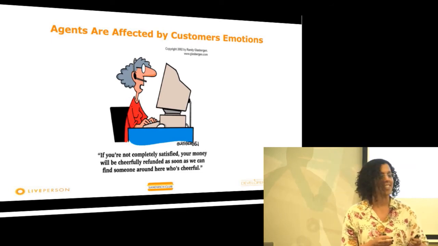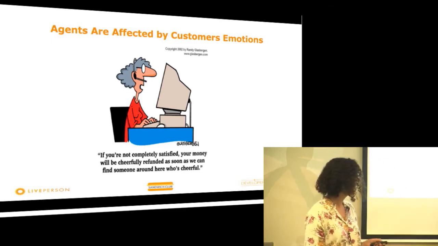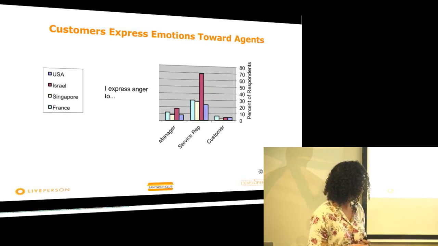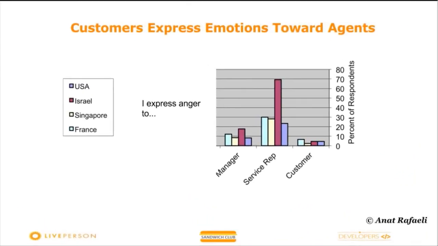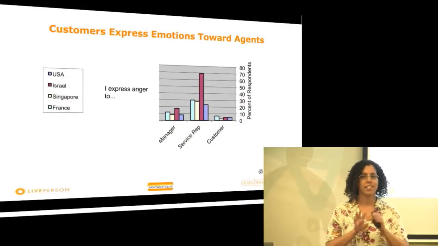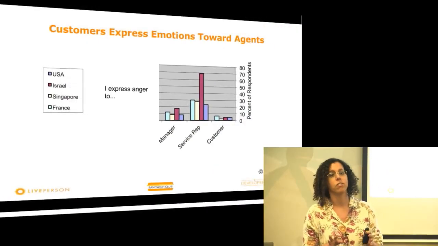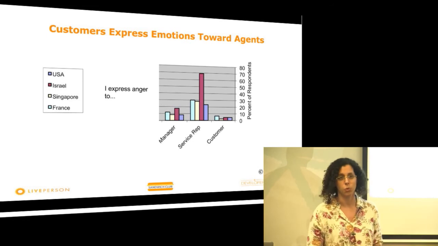And as is often the case, there is some truth behind it. These are results of a work where people from multiple countries were asked, who do you express anger toward? And we can see that people tend to express anger more to agents, and specifically, it is the case in Israel. Okay, so we have this gloomy, depressing picture, and we want to know, is it true?